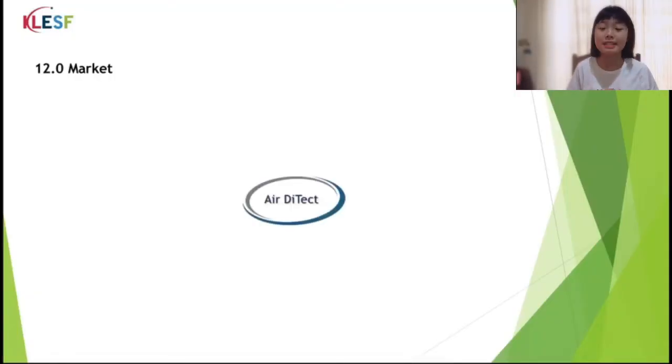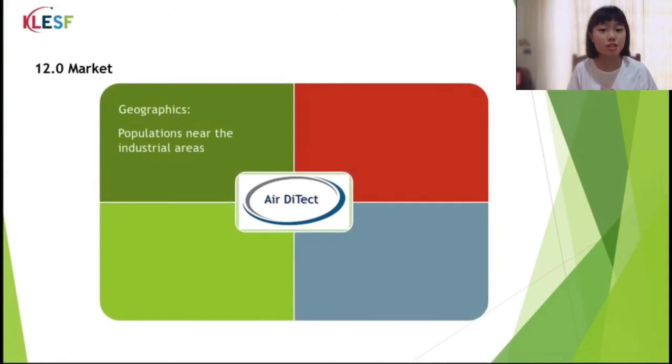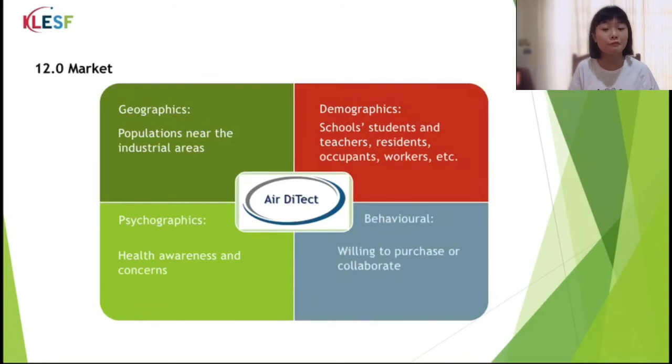Here is our proposed market segmentation. In terms of geographics, we focus on populations near the industrial areas, for example, schools, residentials, commercial buildings, and public buildings. So our demographics include students and teachers, residents, occupants, workers, etc. In respect of psychographics, we target those who are health aware and concerned. They are keen or willing to purchase or collaborate with us.